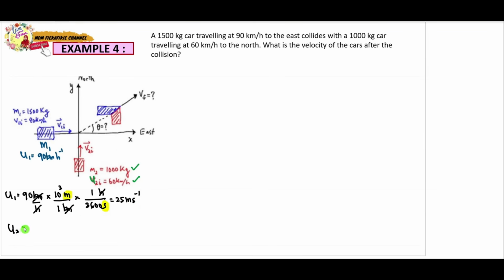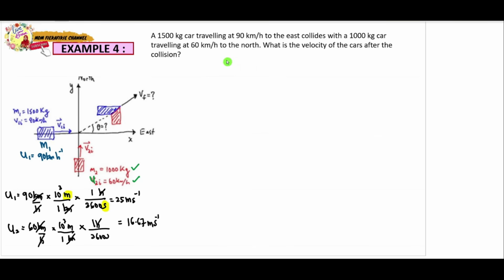And then U2 initially, okay, mass 2 or car 2 is moving in vertical component. Okay, dia bergerak ke atas, upward. And the initial velocity is 60 km per hour. Okay, so let's change kilometer. Okay, so we can cancel. And now we can calculate in meter per second. Okay, so the answer is 16.67 meter per second. Okay. So now let's start.